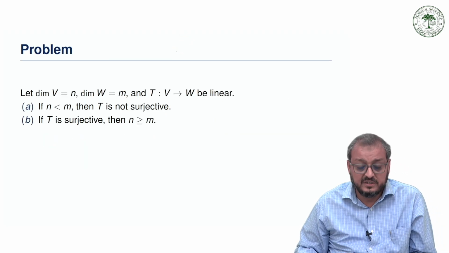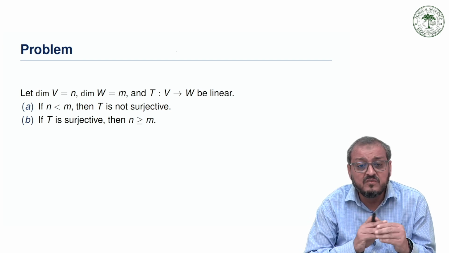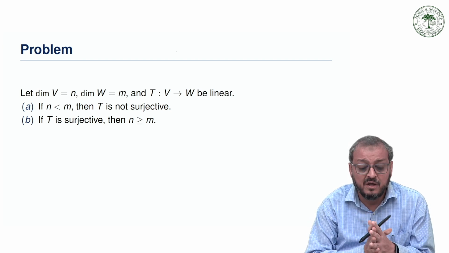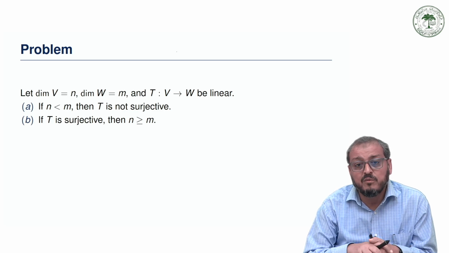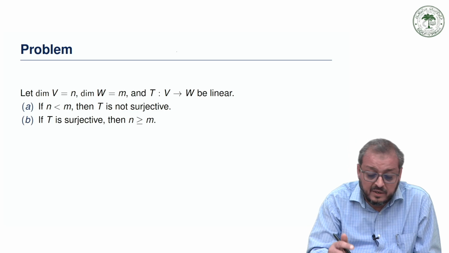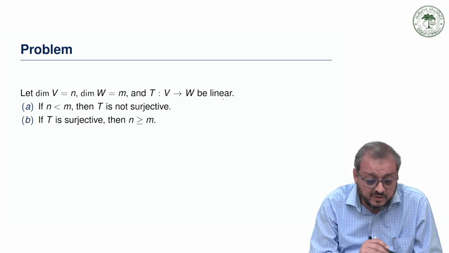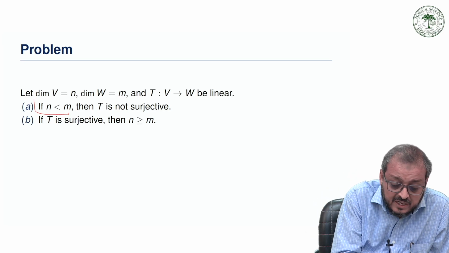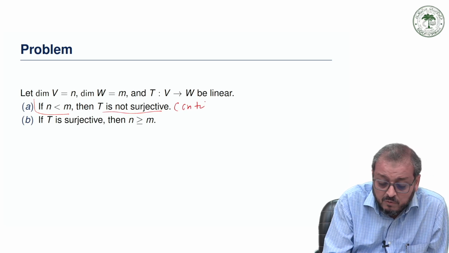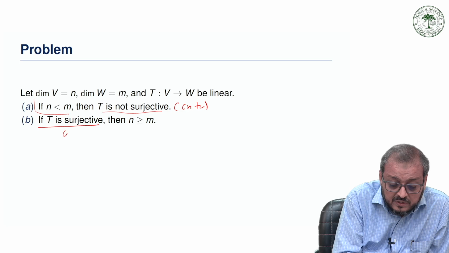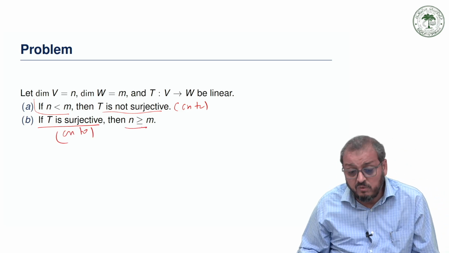Okay, so now, as the last problem in this section, we have one more problem to discuss. Let the dimension of V be n and the dimension of W be m, and let T from V to W be a linear transformation. If n is less than m, then T is not surjective, that means not onto. If T is onto, then clearly n should be greater than or equal to m.